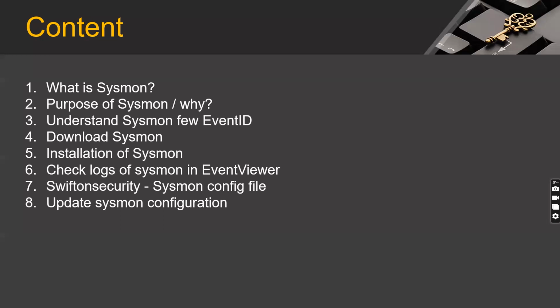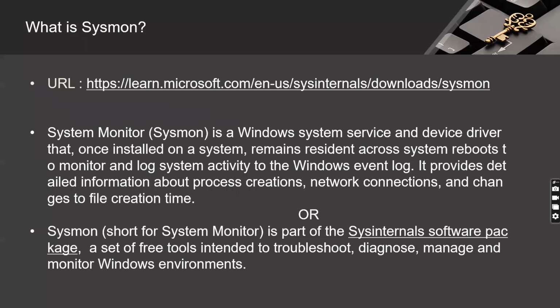Point 7 is very important because SwiftOnSecurity is a project on GitHub, where you can see a Sysmon configuration file. You can download that XML file and update the default configuration of Sysmon. We will see how to update your existing default configuration.